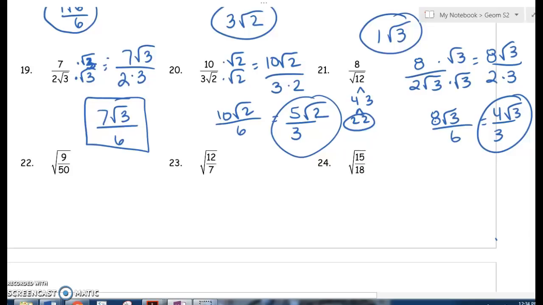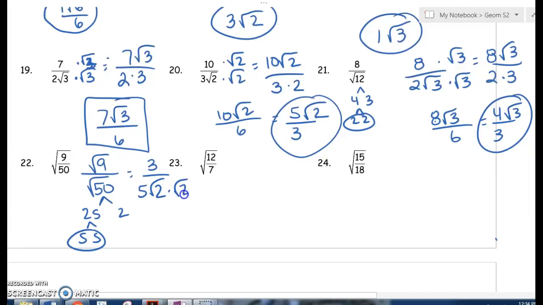For 22, you'll notice that there's a big old square root. If you want to, you can always split it up into 2 smaller square roots. So if you have one big one, you can make it 2 little guys. Square root of 9 is 3. Square root of 50, we could break that down a little bit. We have 25 and 2. We could make it 5 root 2.